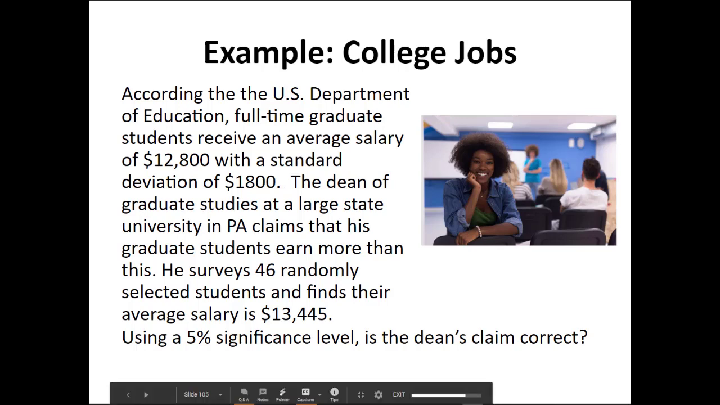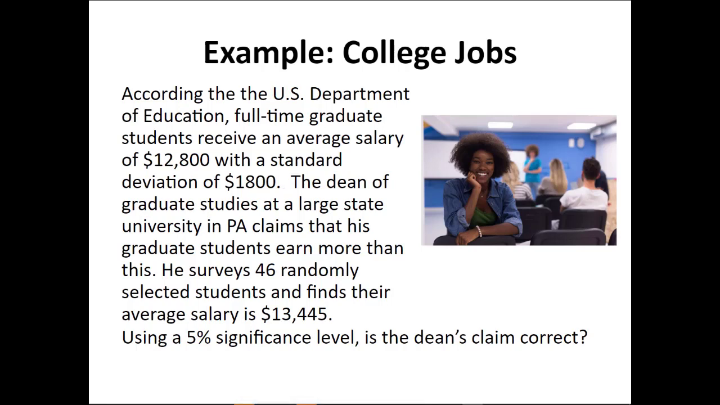Okay, so let's look at this example. This one is about college jobs. It says, according to the U.S. Department of Education, full-time graduate students receive an average salary of $12,800 with a standard deviation of $1,800. The Dean of Graduate Studies at a large university in Pennsylvania claims that his graduate students earn more than this. He surveys 46 randomly selected students and finds their average salary is $13,445, using a 5% significance level. Is the dean's claim correct?